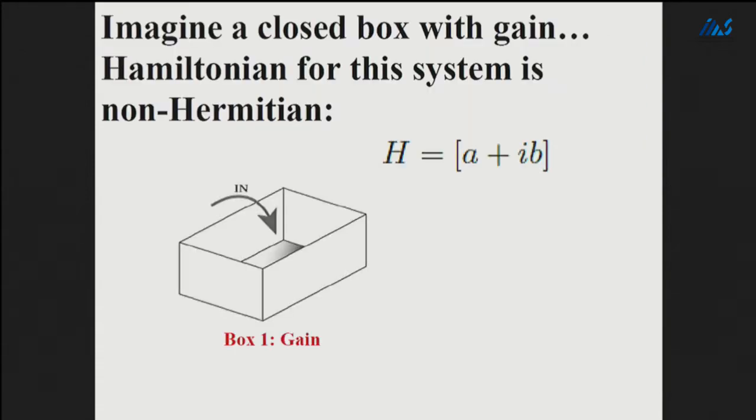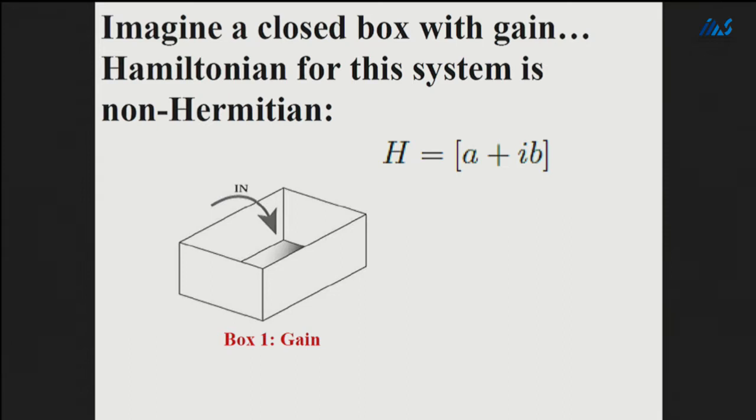Imagine you have a closed box with gain. So stuff is going into the box. The Hamiltonian for this system is, of course, non-Hermitian because probability density is not conserved. And you can write the Hamiltonian just as a 1-by-1 matrix, A plus IB. And we have a complex Hamiltonian here.